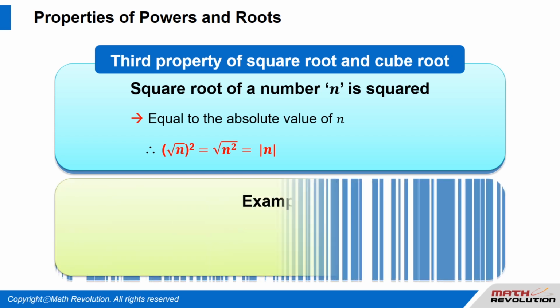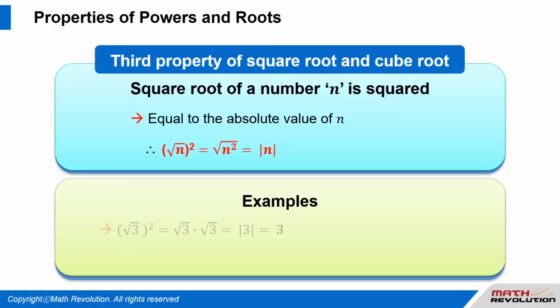For example, square of square root of 3 equals square root of 3 times square root of 3, is equal to modulus of 3, that is equal to 3.